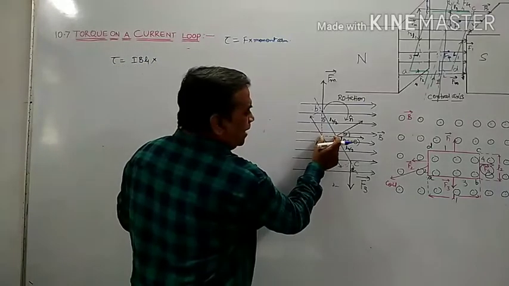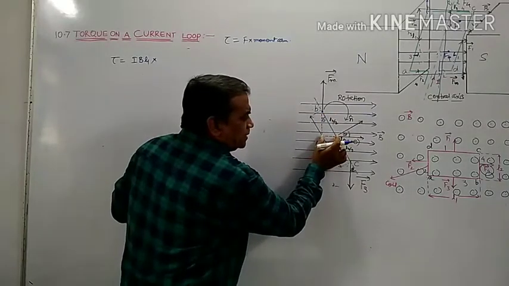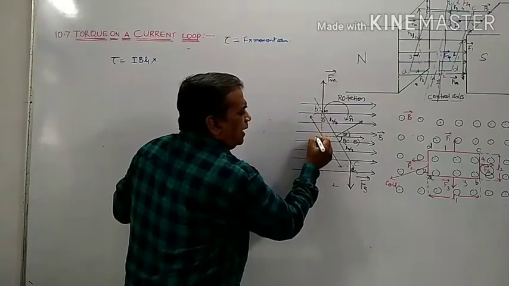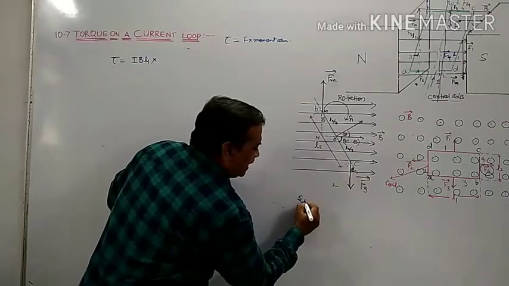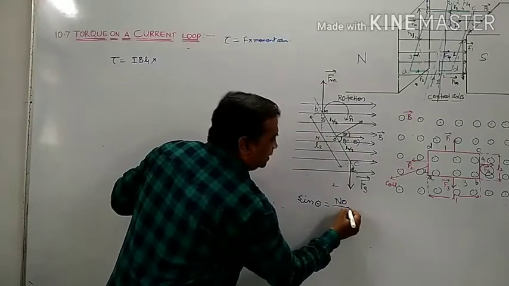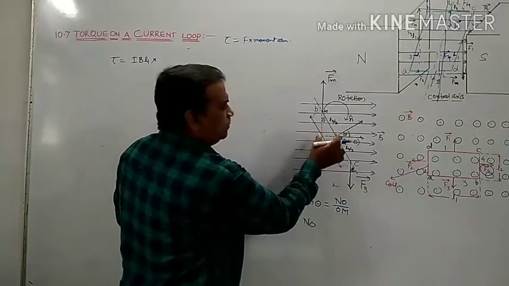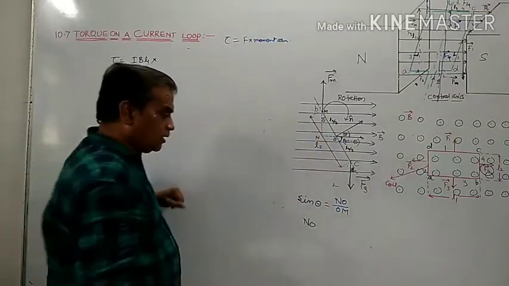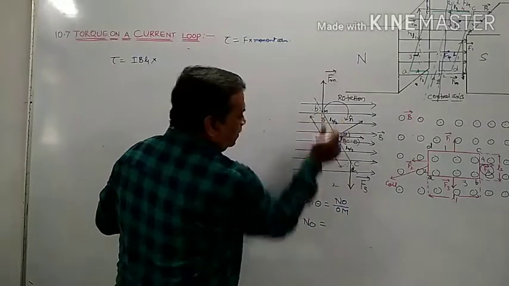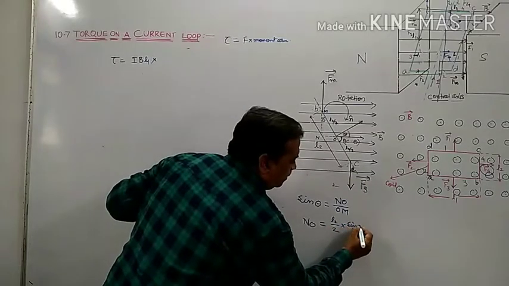Look at this triangle. This segment is the moment arm R. If I say this is M, N, O, then what is sin theta equal to? Sin theta equals NO, the opposite side, divided by OM. This NO is the moment arm R, and that is equal to OM into sin theta. What is OM? OM is half of L2, that is L2 by 2, into sine of theta.